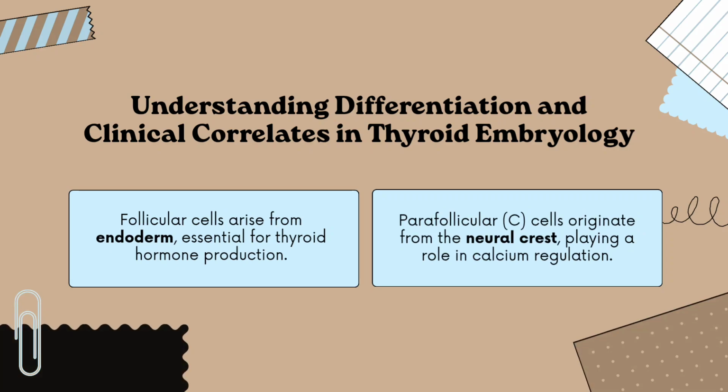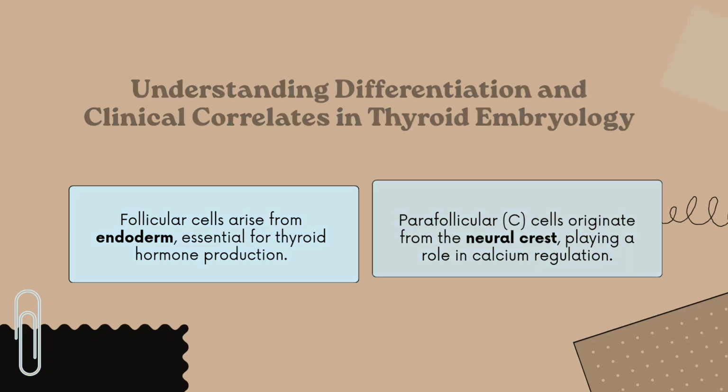Follicular cells arise from the endoderm and are essential for the production of thyroid hormones, T3 and T4, which regulate metabolism, growth, and development. Parafollicular cells, also known as C cells, originate from the neural crest. These cells secrete calcitonin, a hormone involved in calcium homeostasis by lowering blood calcium levels.